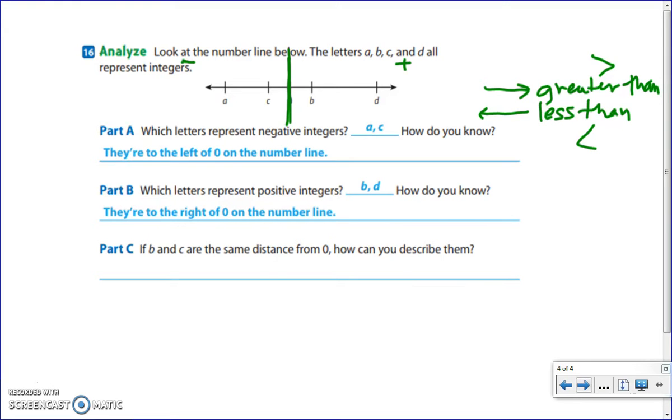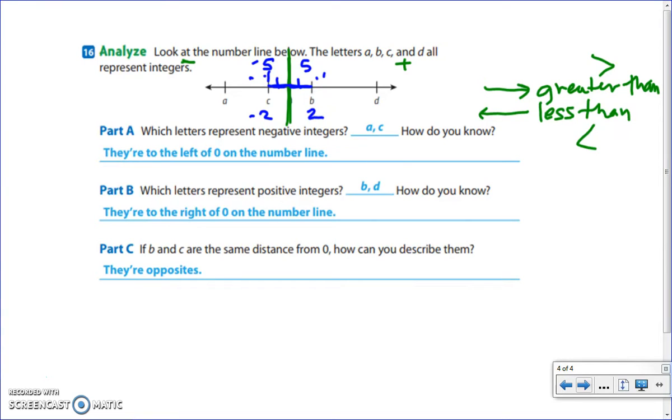And then if B and C are the same distance from 0, how can you describe them? Well, it doesn't matter if B is 2 and C is negative 2, or B is 5 and C is negative 5, or B is 0.1 and C is negative 0.1. It doesn't matter because it says that they're the same distance. This distance and this distance are the same distance. So if that's the case, we know if they're on either side of 0 that they must be opposites. They're opposites. Okay? So that's how a number line works. I want you to really be careful with that.